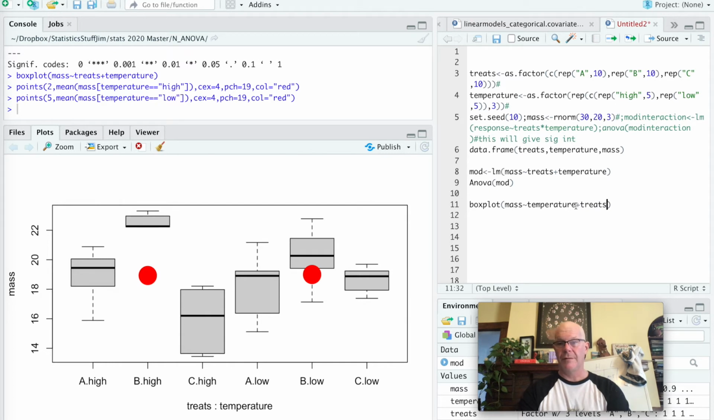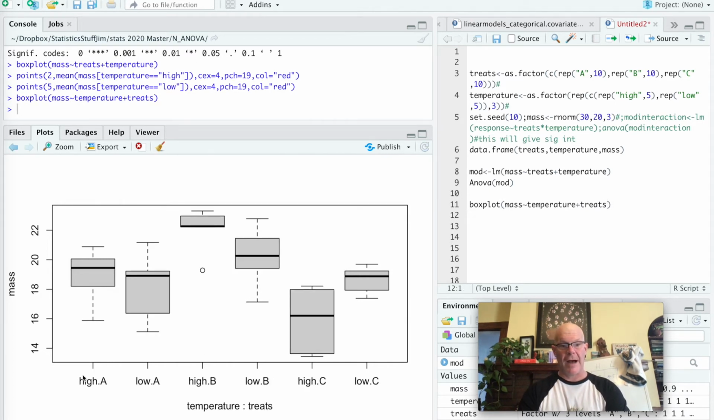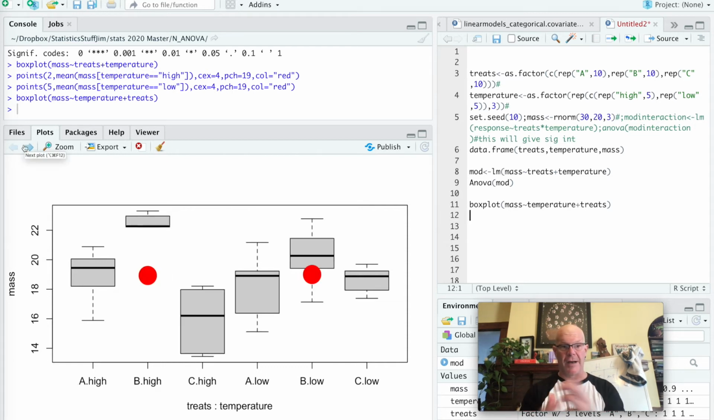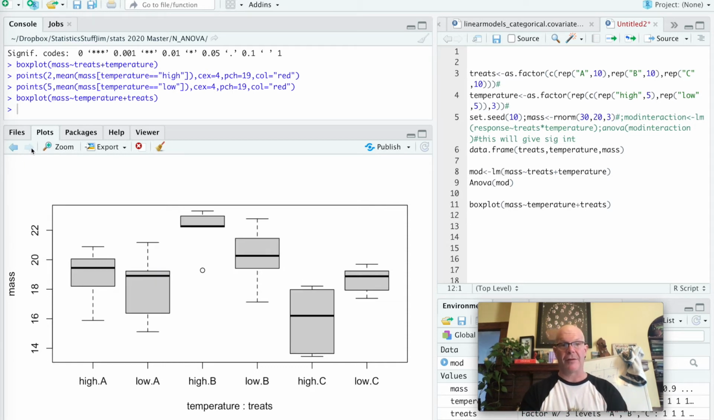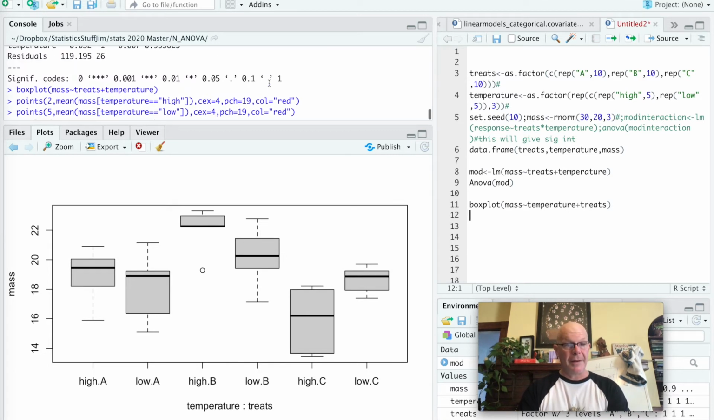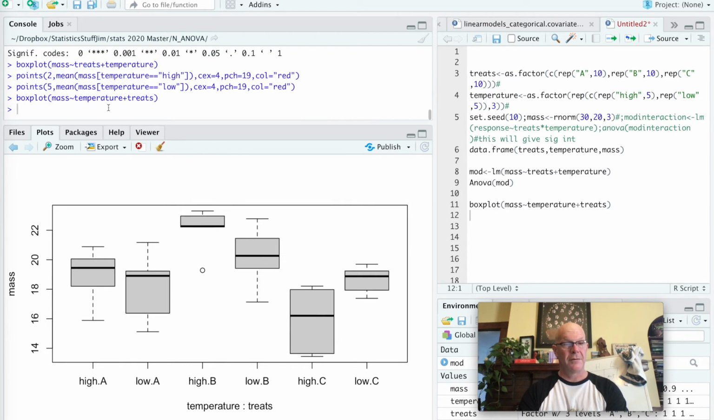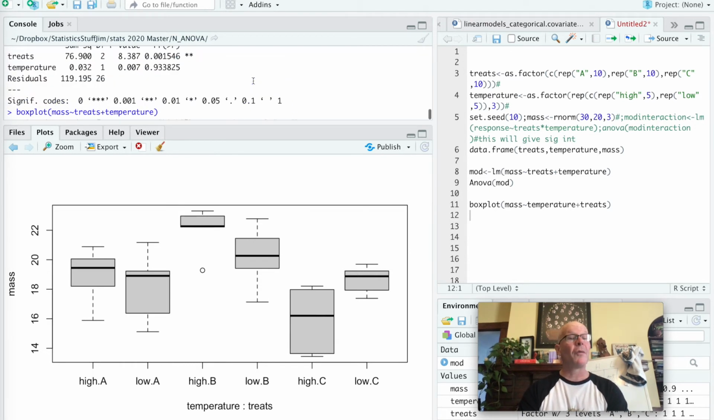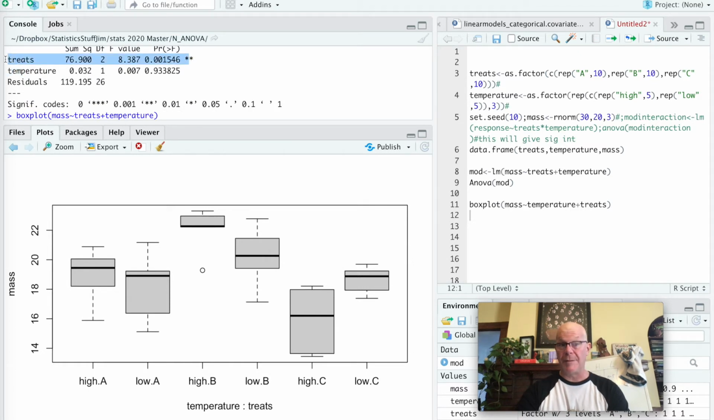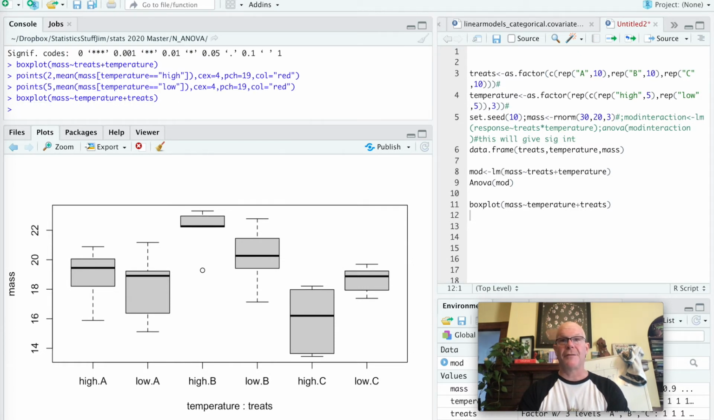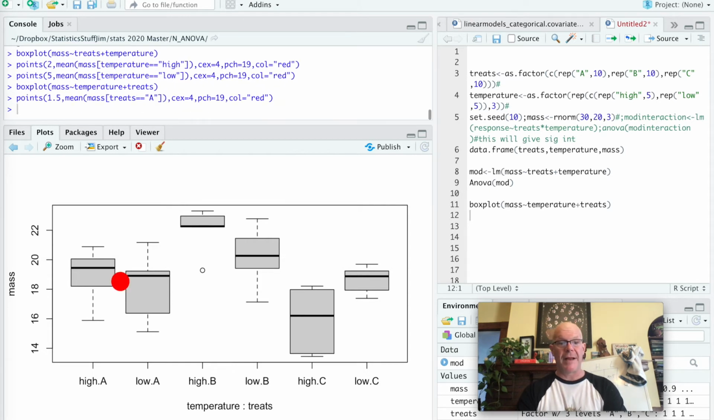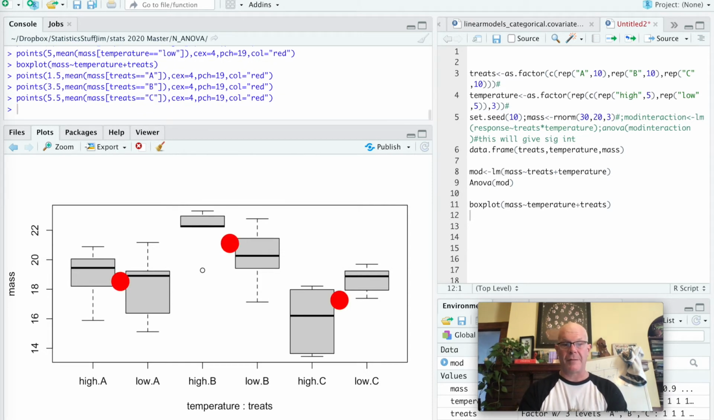I could reorder this box plot just for graphical purposes. Okay, so now I have treatment A over here, high and low, treatment B over here, high and low, treatment C over here, high and low. The only difference between these two plots is I've just shuffled around the order at which the boxes are being drawn. And now we could think about what is driving the significant effect of treatment? The significant effect of treatment is because the mean of treatment A is there, the mean of treatment B is there, and the mean of treatment C is there.